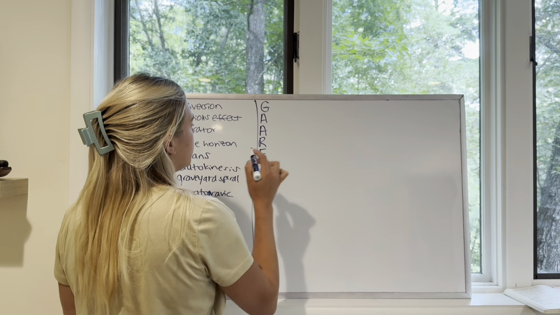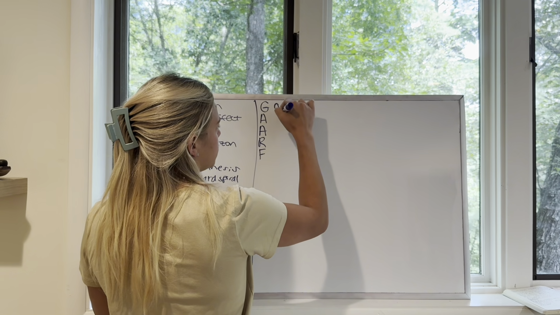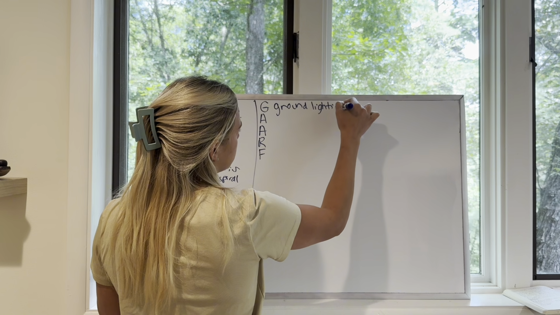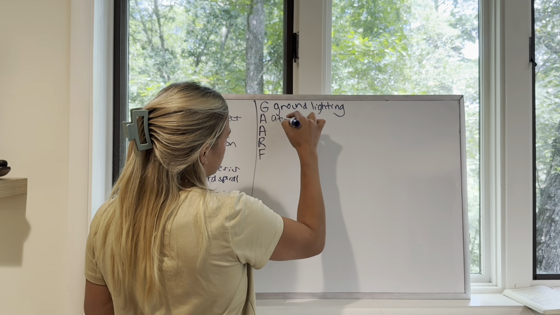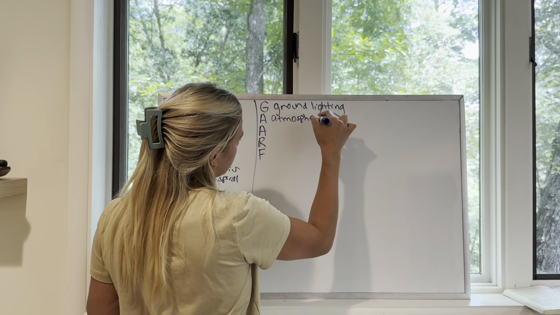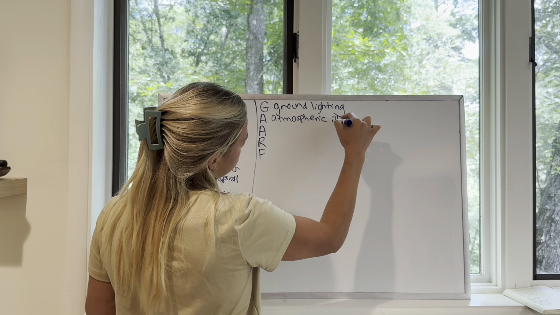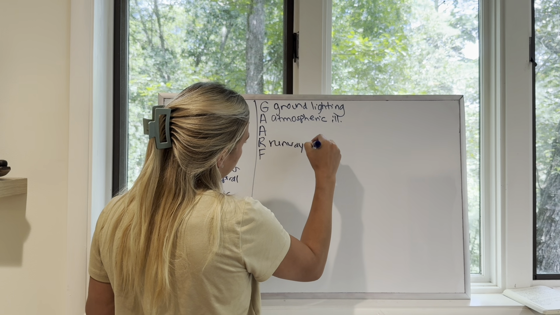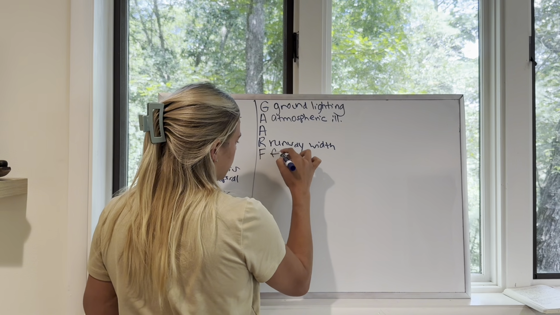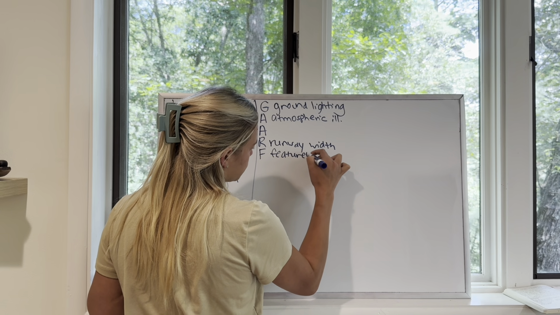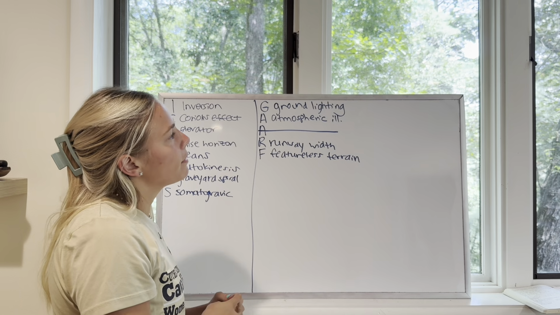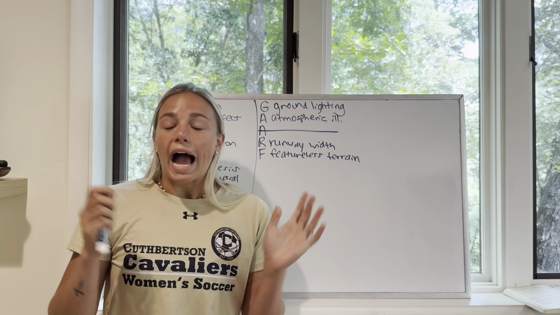Next is GARF, and these are our runway illusions. G is ground lighting, A is atmospheric illusions, R is runway width, and F is featureless terrain. But those are all the instrument acronyms.